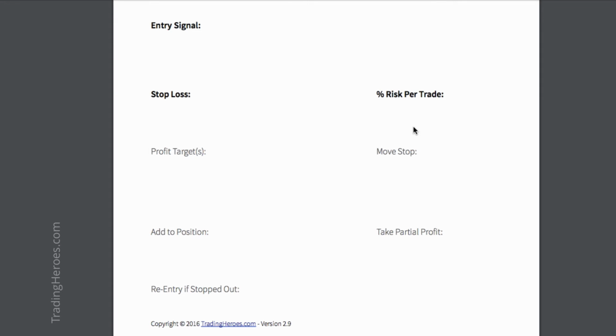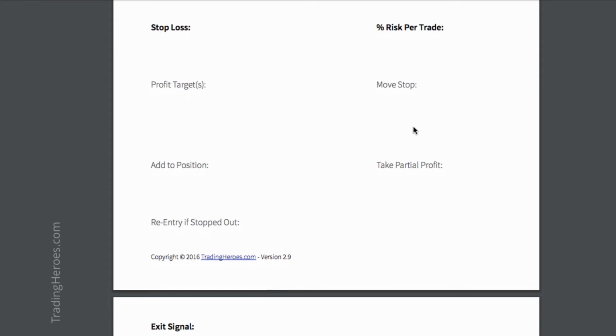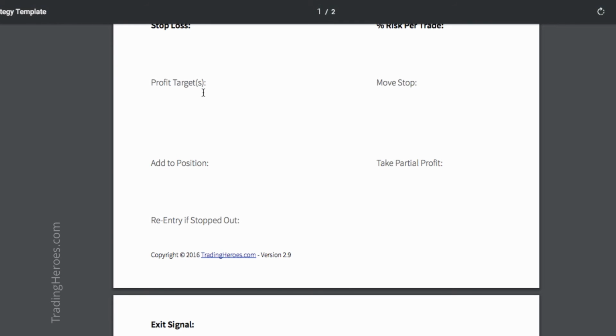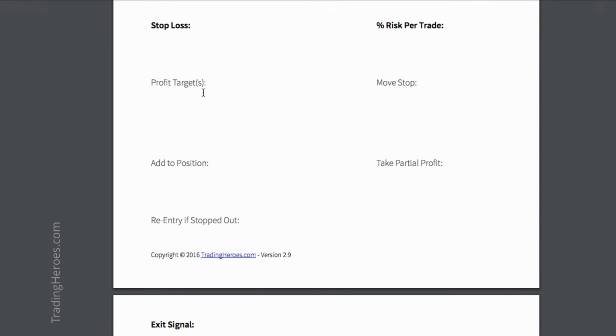Okay, so I consider those the mandatory fields, right? So now we're going to move down to some other fields that are a little lighter because I think they're more optional. So profit targets, some systems just kind of let things rip, and then you kind of intuitively will say, okay, this is where I should exit. Other strategies have set profit targets. If you have a profit target, great, put that in there.